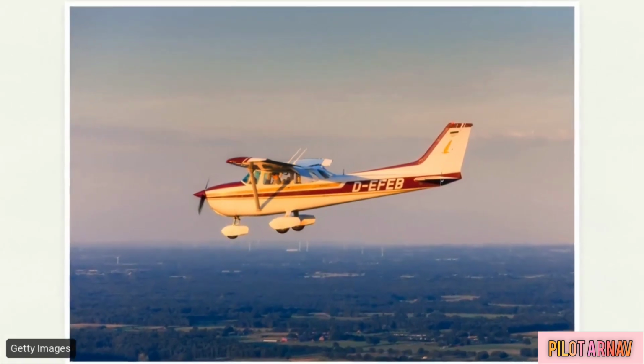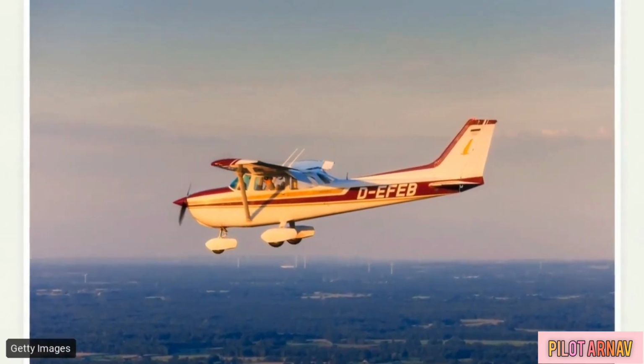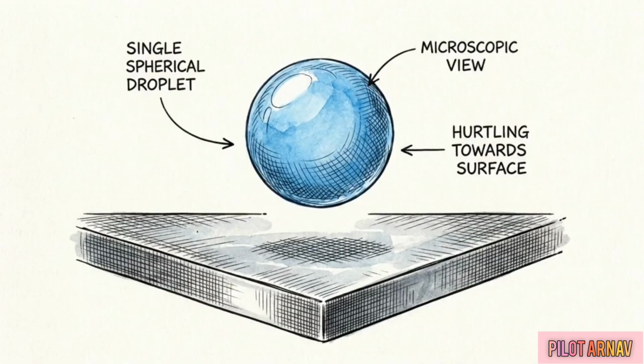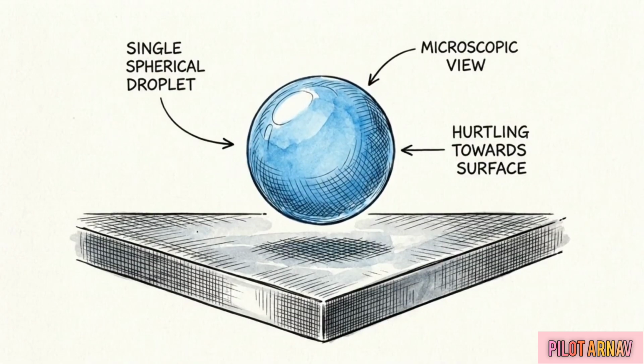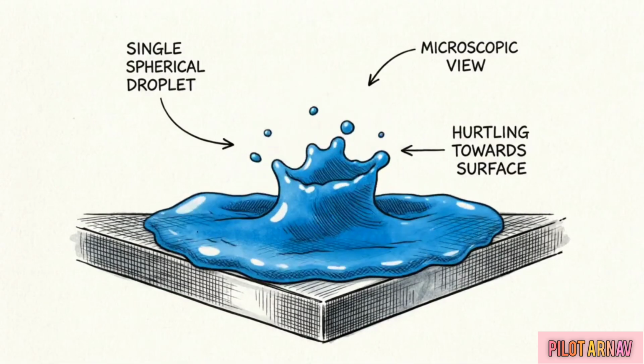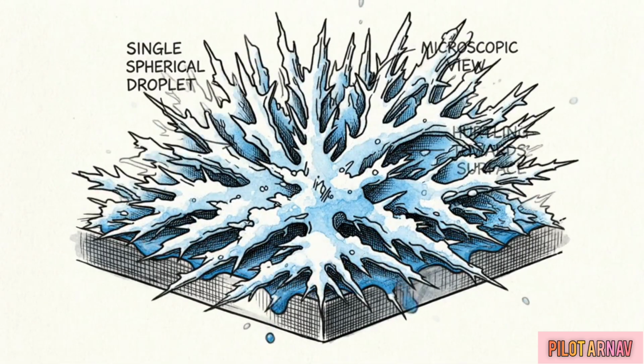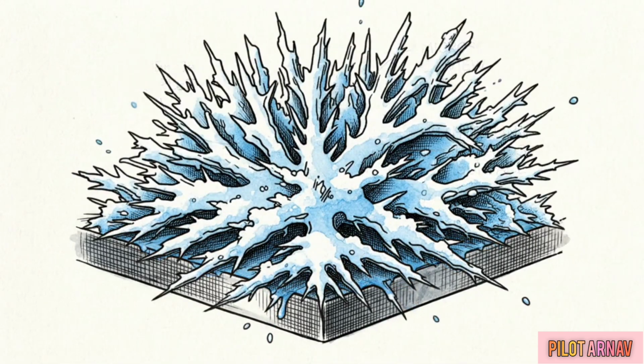To predict how ice will behave on an aircraft, we have to scale down. We need to look past the macro weather patterns and examine the microscopic thermodynamic physics of a single water droplet freezing upon impact. The behavior of ice on a wing is dictated by the latent heat of fusion.